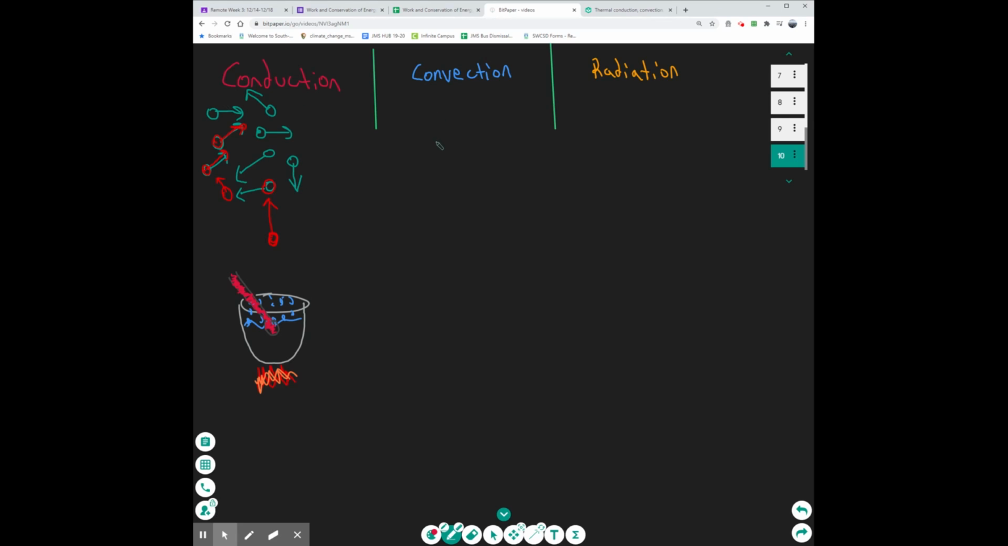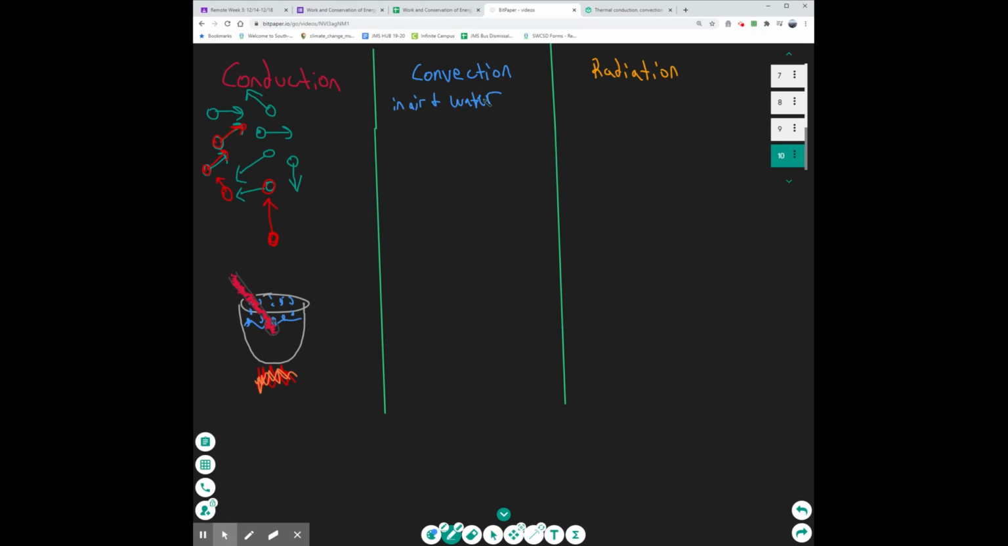Okay, convection is a little bit different. So let's expand our line down like this. Convection actually has to do with air particles or water particles in what we would call fluids, right? So this works in both the air and the water.